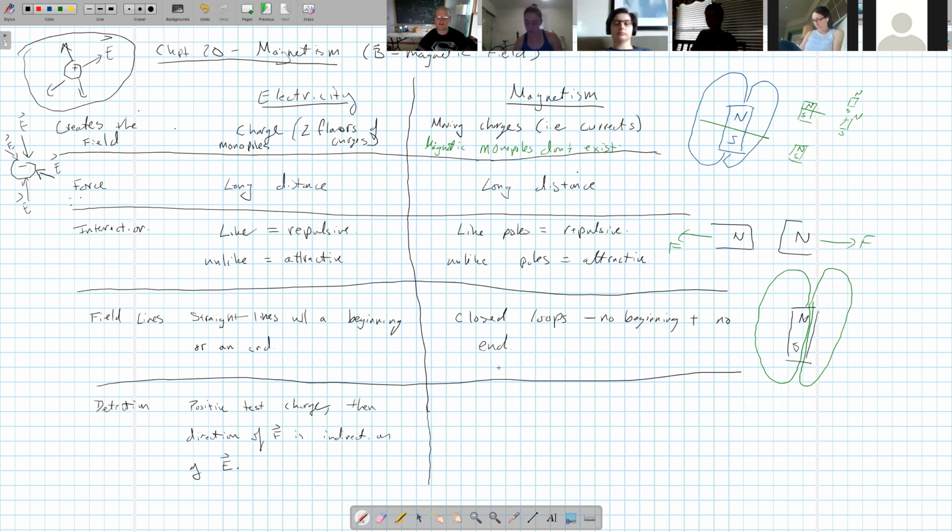For magnetic fields, it's actually very similar, but here, instead of using a simple charge, since we have no simple charges, we only have dipoles, we're going to use a bar magnet or a compass. So here we take a compass, place it into a B field, and then the direction of the North Pole is the direction of the field.